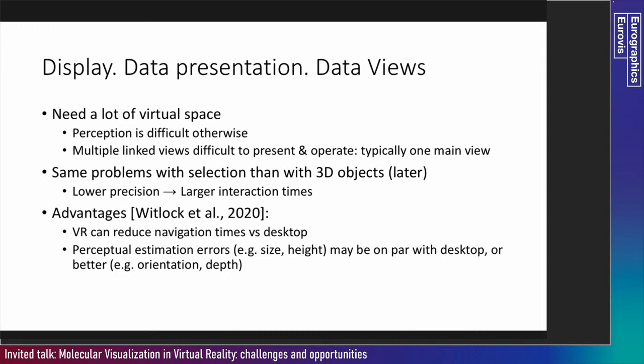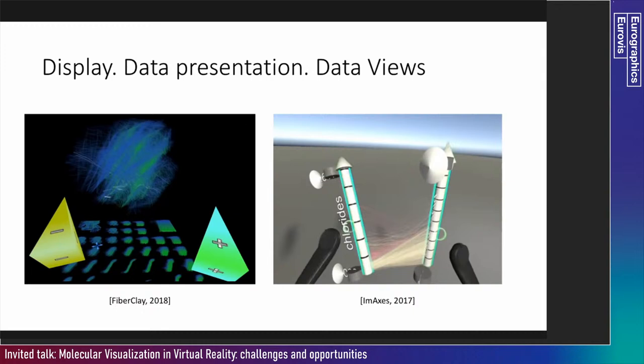In this example here, we can see two applications that use data views in 3D. The first one, FiberClay, is a fiber visualization application that also uses several views, but you can only operate with one view at a time. So you have the main view, you can switch the main view, but you can operate with a single view. And the main view lets you select a set of lines, but there is no accurate selection of a single line provided by the application. In IMX axis on the right, there are also multiple views, but there is no direct manipulation for data selection provided.